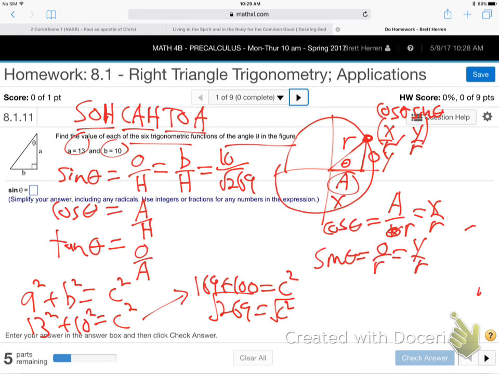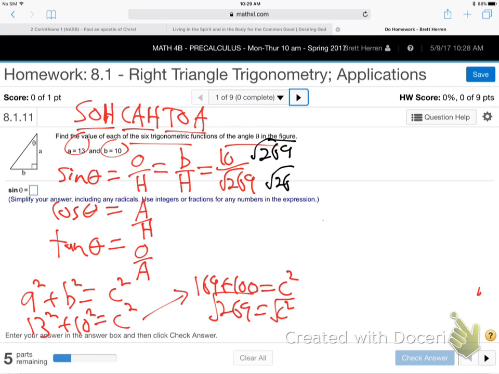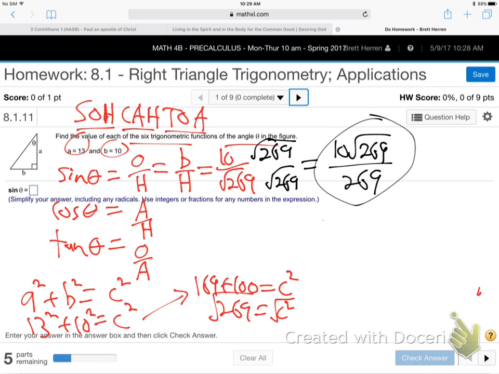But you can't leave a root in the bottom. I'm fine on a test, I don't care, but we should get rid of the root from the bottom. So we get some space here. Multiply top and bottom by the square root of 269, and so that's 10 root 269 over plain 269.